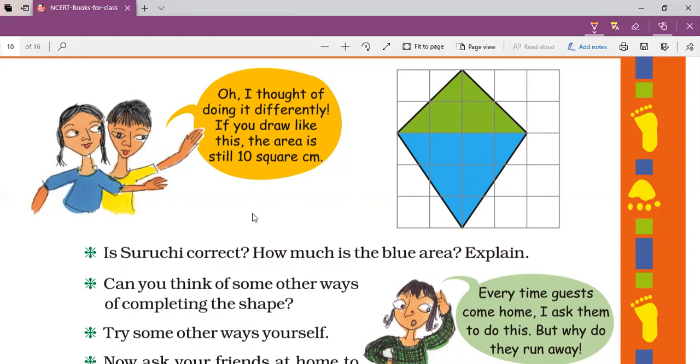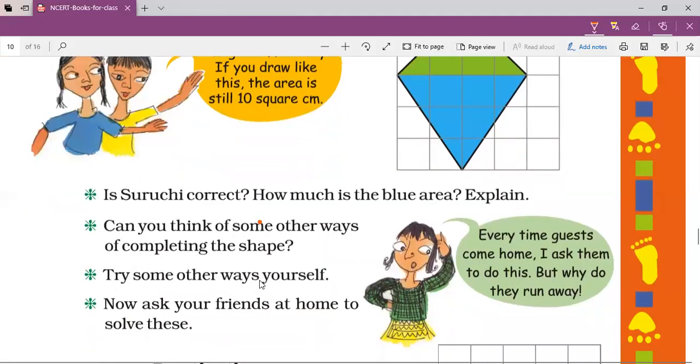So now they are asking, is Suruchi correct? How much is the blue area? And explain. Can you think of some other ways of completing the shapes? Try some other way yourself. Now ask your friend at home to solve these.